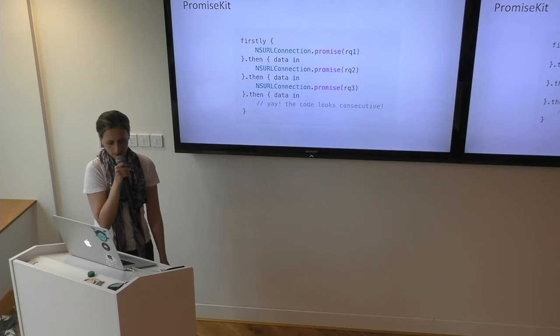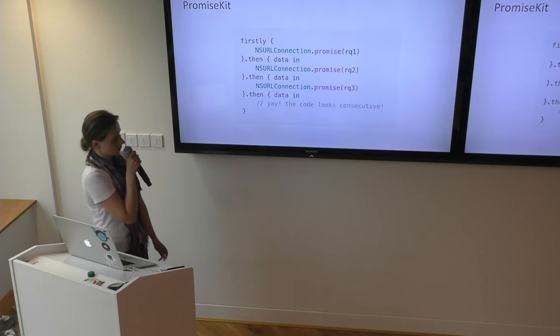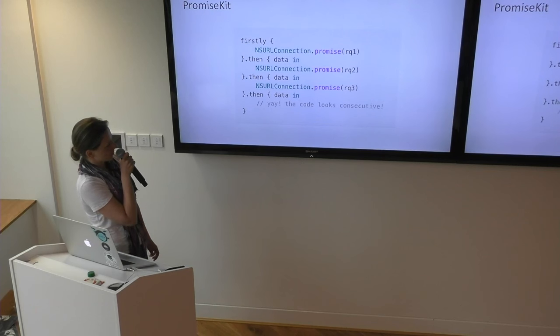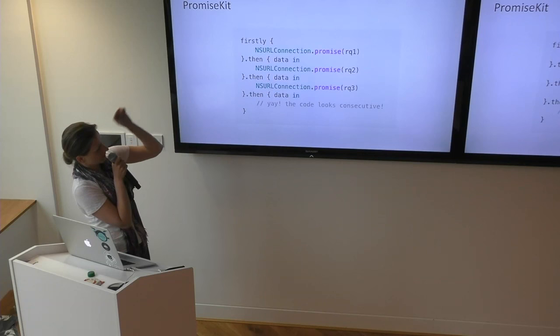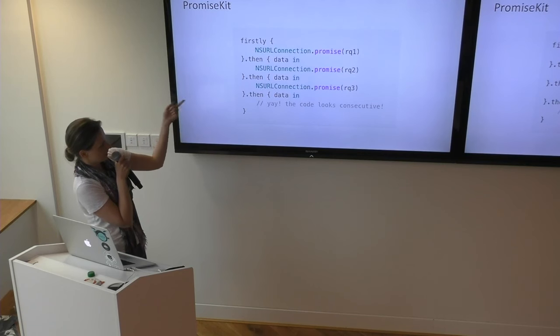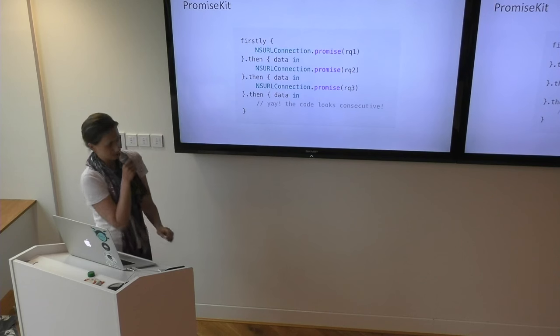So this is how some consecutive API calls could look like in Swift. You can use firstly, then do the first API call, then do another one, then do another one, and so on and so on. So that's the way of chaining them.